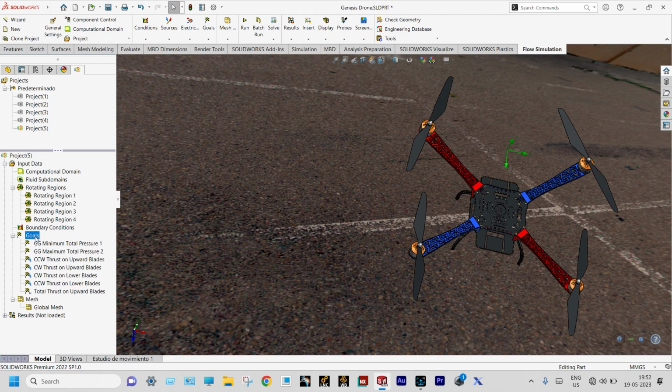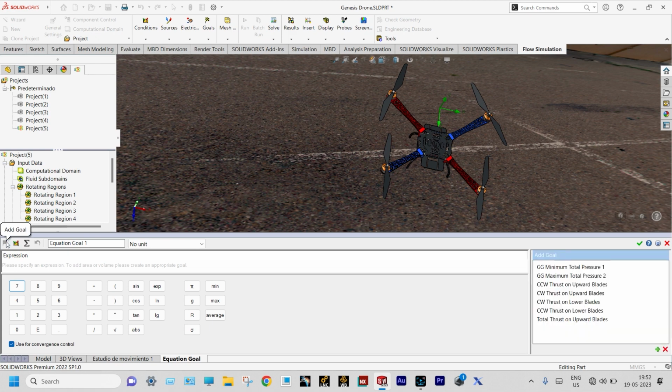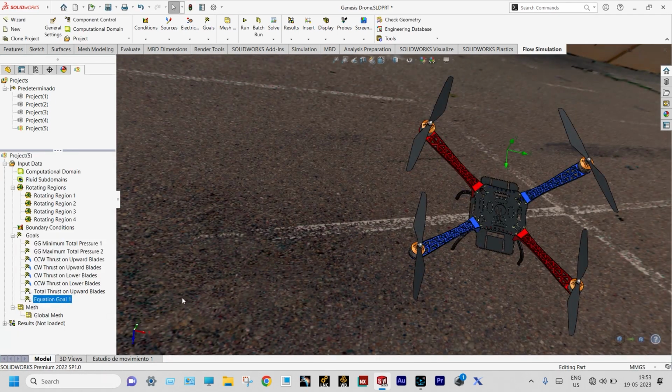So goals, insert equation goals, and we can select the goals from here. Again, like the previous case, we need to consider the absolute values of all these things. So absolute of clockwise thrust on lower blades plus absolute of counterclockwise thrust on lower blades. Done. Green check, and we can rename this one as total thrust on lower blades.